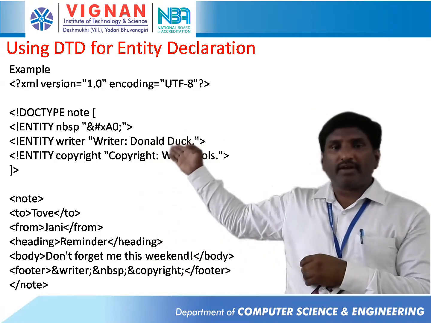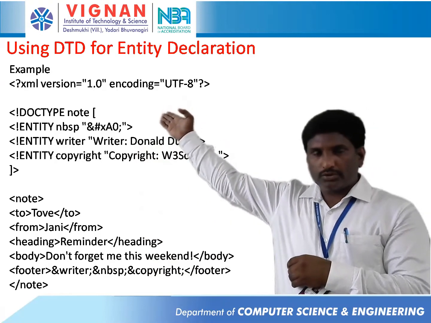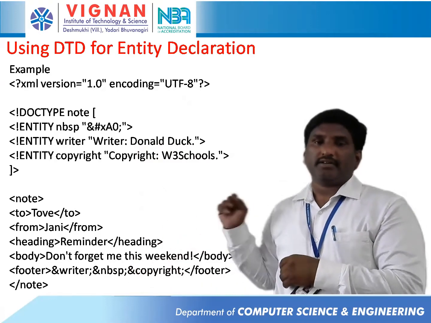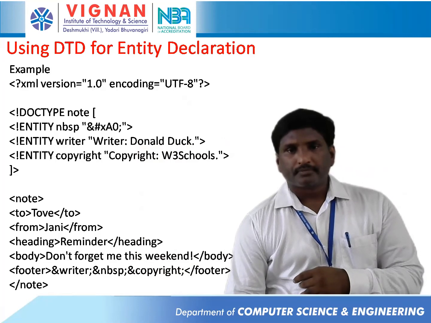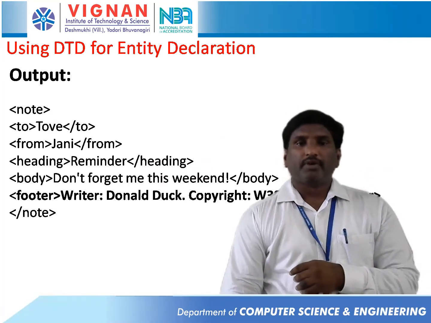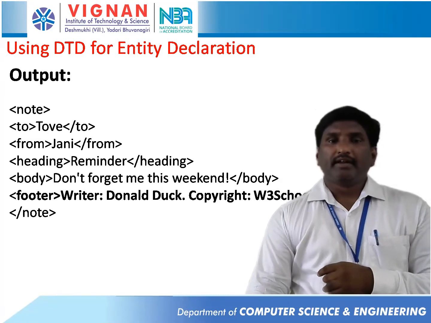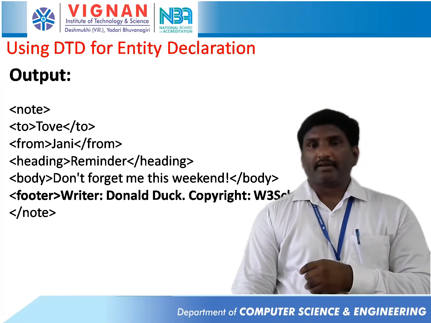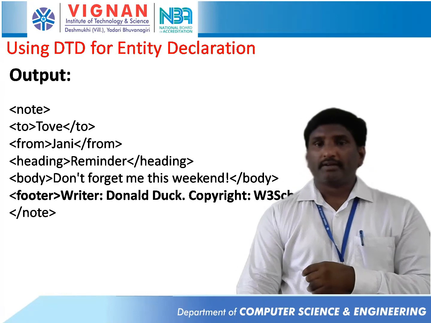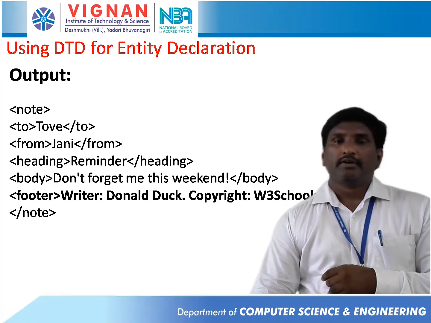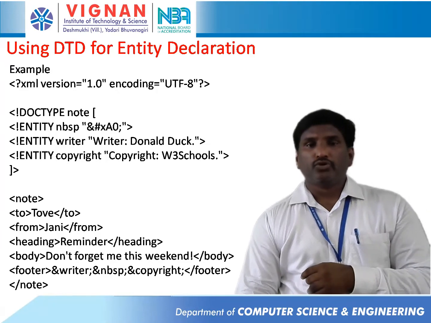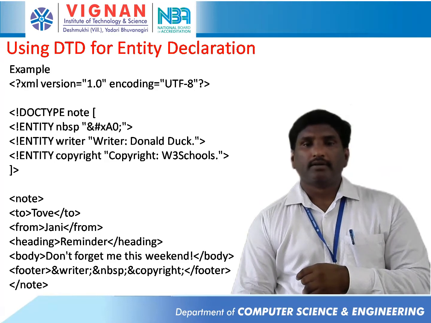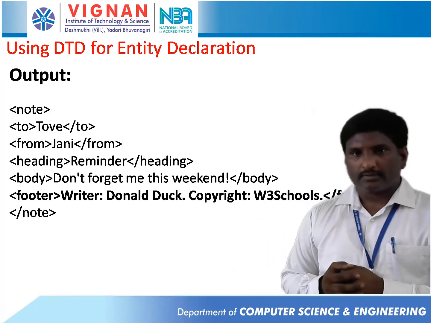So there are 3 entities we specified in the node, and we used them in the node tag itself, right? So this is the output for that. We have written the entities, ampersand writer semicolon. So what values do we get? Writer: Donald Duck, copyright. So the values we have declared here will be displayed while opening the corresponding XML document. This is the output for that. Okay.